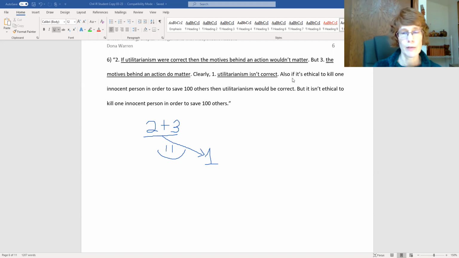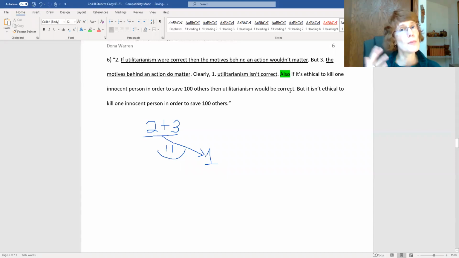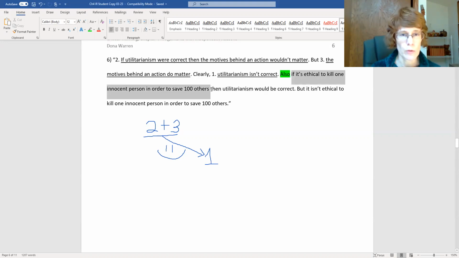Okay, identify the important claims. Also, well, first I want to give some props to this also. That also reaffirms the fact that we're probably in another line of reasoning here. Words like also, words like besides, you'll get the flavor of them. Also, if it's ethical to kill one person in order to save 100 others, then utilitarianism would be correct. That's one claim.